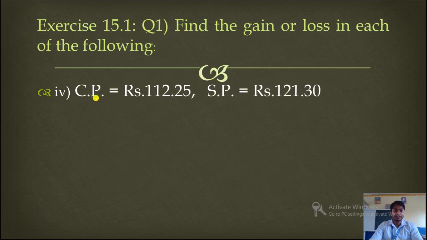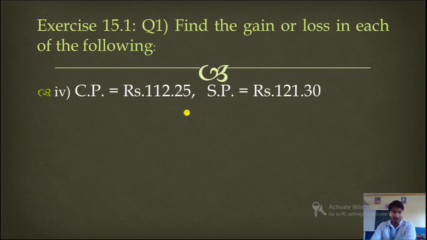Selling price is given here, that is rupees 121.30. Clearly you can see selling price is more than cost price. In that case there will be profit. When selling price is more than cost price, then there will be profit. Understood? So here we'll find profit.